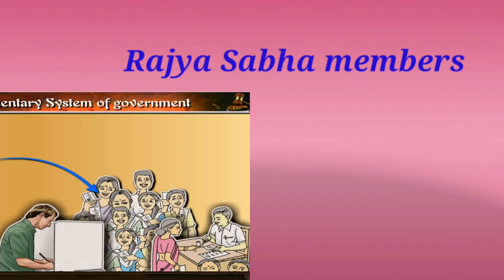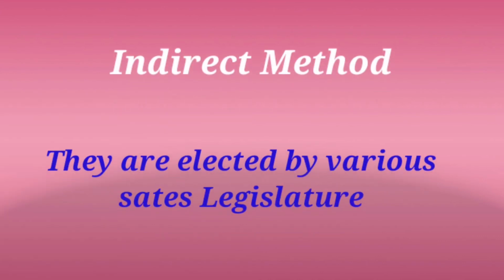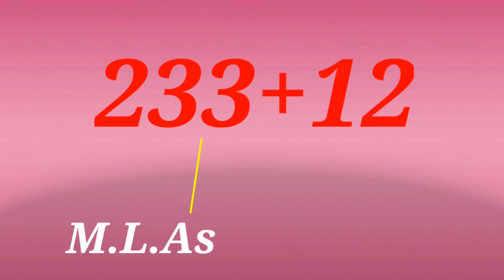And one more thing, Rajya Sabha members are not directly elected by the people. So their election method is indirect election, because the members of Rajya Sabha are elected by the members of the Legislative Assembly, which means MLAs. Very important point. The total number of Rajya Sabha members is 245, but of the 245, 233 members are elected only by the state legislative assembly.